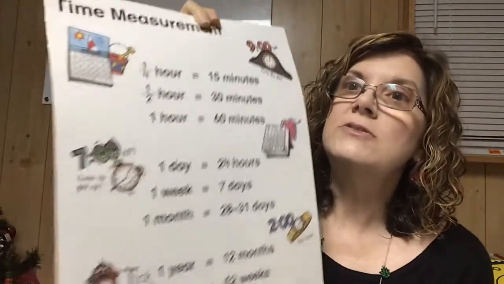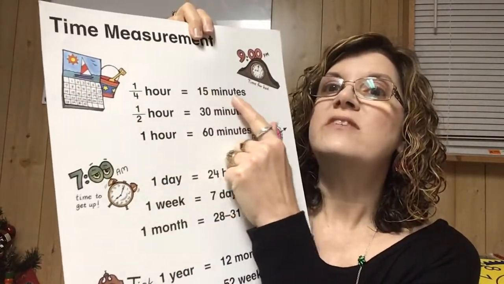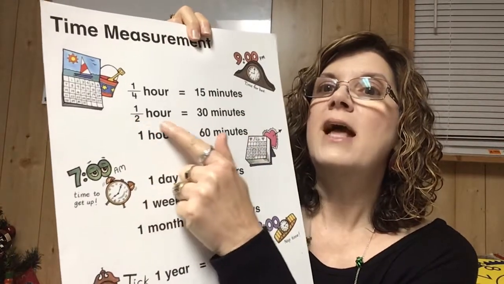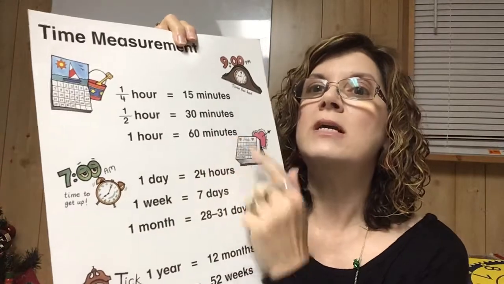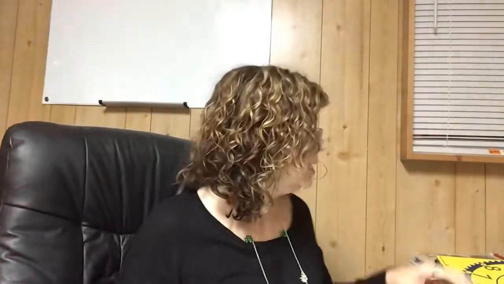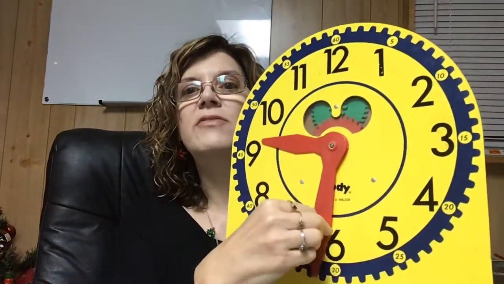Alright, so let's do the time measurement chart. 1/4 hour equals 15 minutes. 1/2 hour equals 30 minutes. 1 hour equals 60 minutes. And I'm going to show you that again on the clock. Alright, so remember the minute hand going around. 5, 10, 15, 20, 25, 30, 35, 40, 45, 50, 55, 60. So there are 60 minutes in 1 hour.